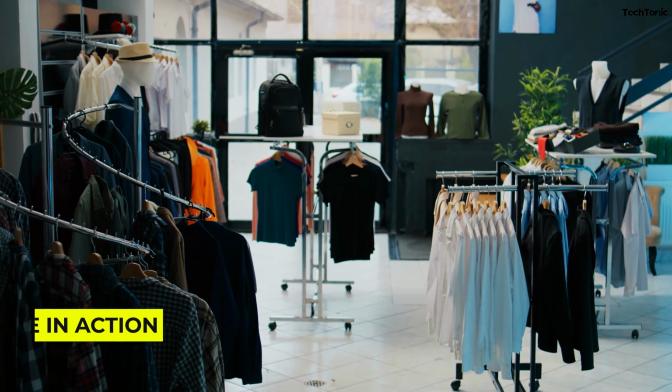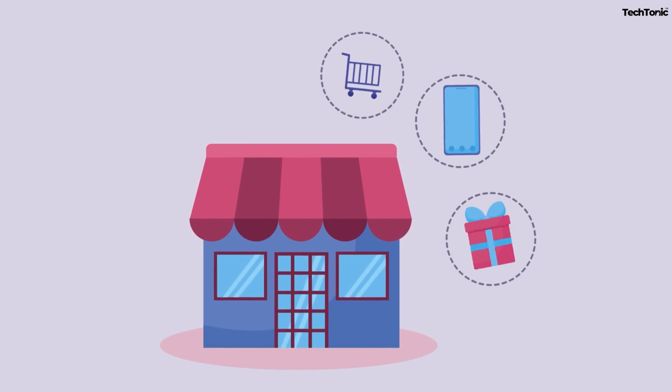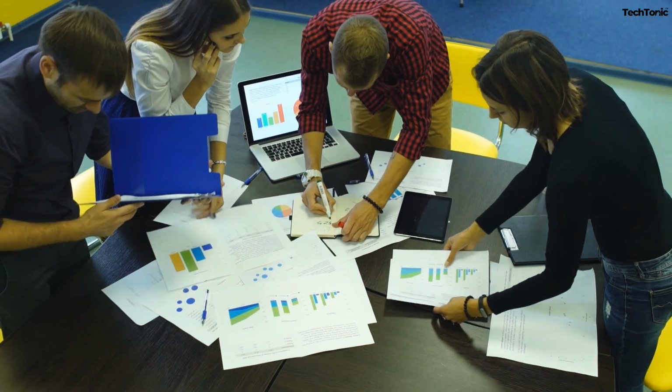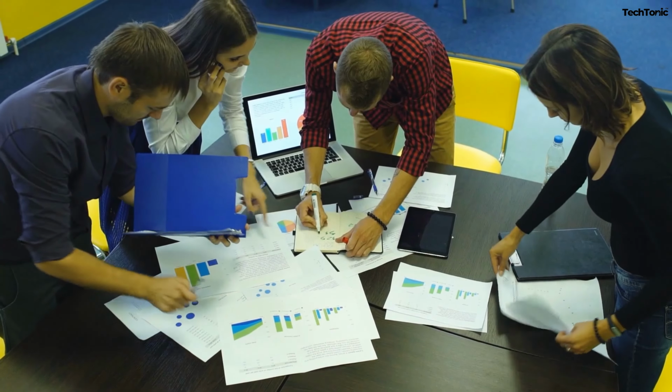Example in action. Suppose your retail business is facing higher customer churn rates. Outlier AI correlates this trend with a decrease in marketing spending in a specific region. It highlights that reduced ad impressions directly correspond to a dip in customer retention.